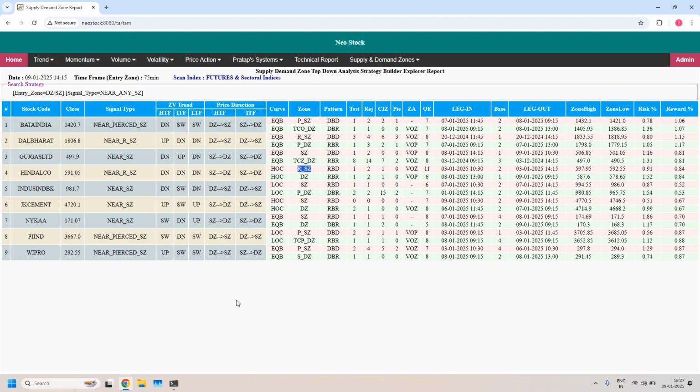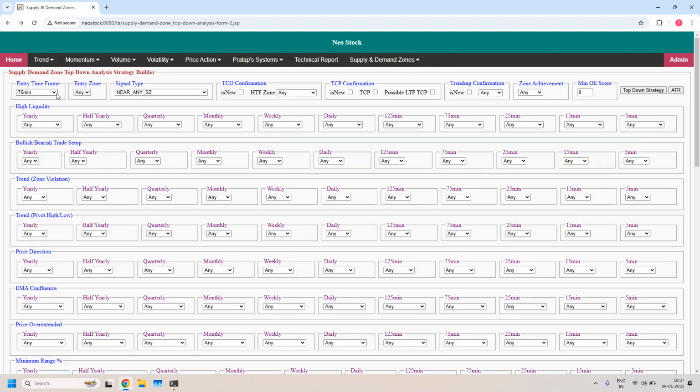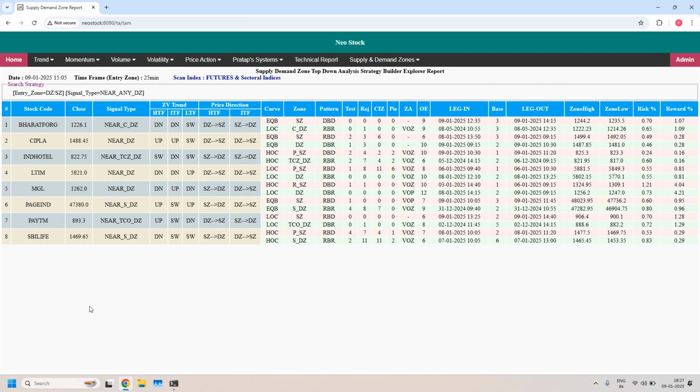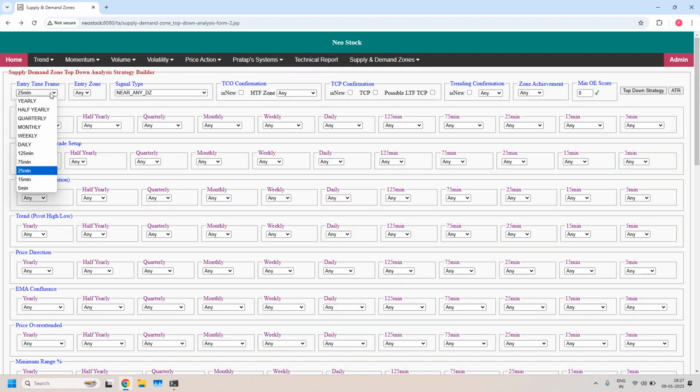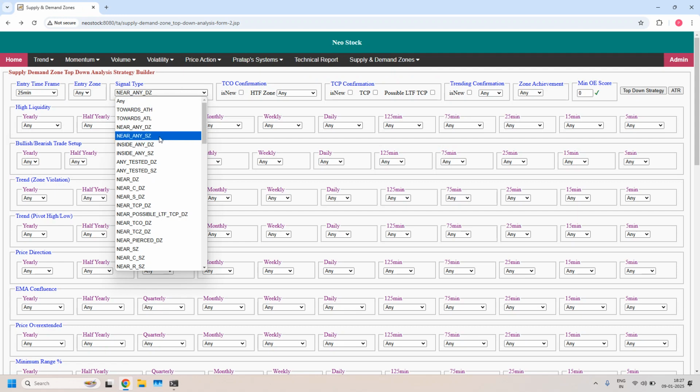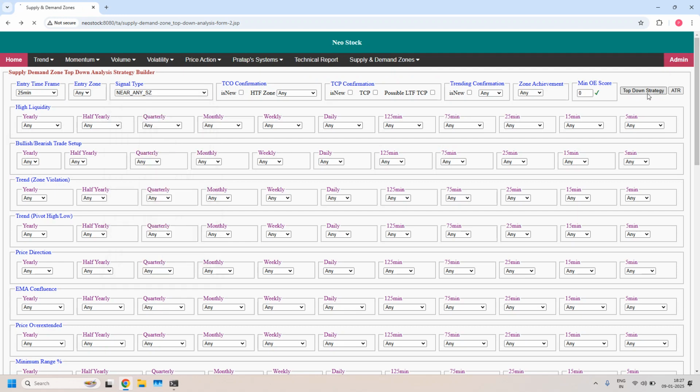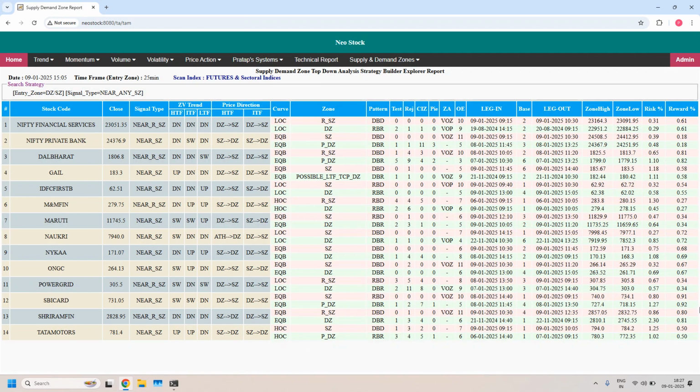Okay, this is about high liquidity zones, and the next time frame is 25 minutes. Stocks near 25 minutes demand zone. We got 8 stocks. Next, 25 minutes time frame. Stocks near 25 minutes supply zone. We got 14 stocks.